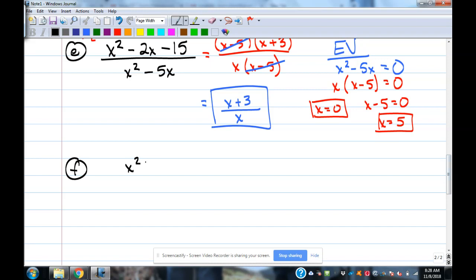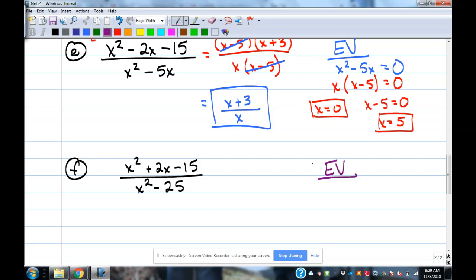Let's do x squared plus 2x minus 15 over x squared minus 25. So here we got a rational expression. The first thing we want to do when we're simplifying is get the excluded values. So let's get those excluded values.